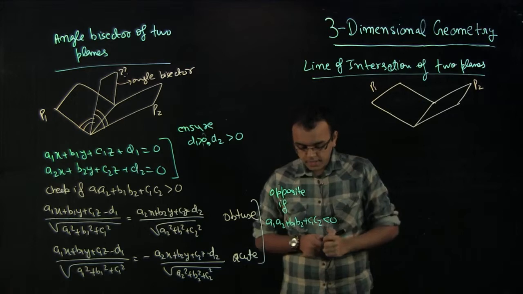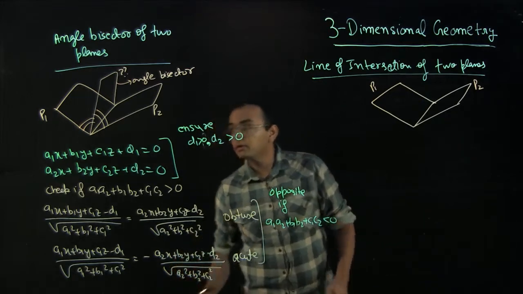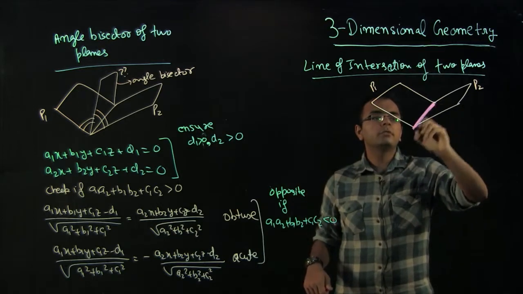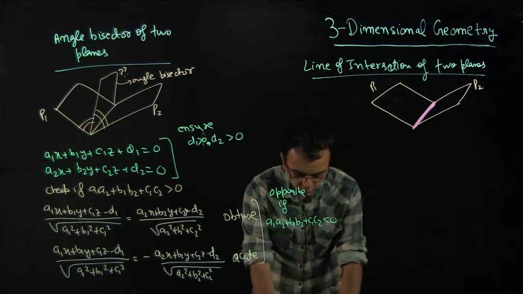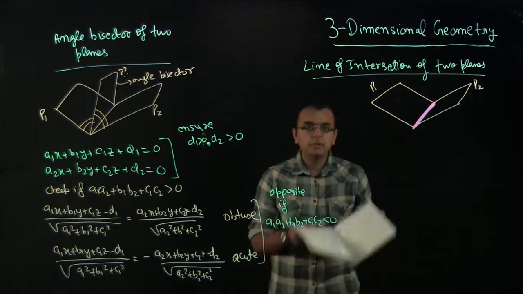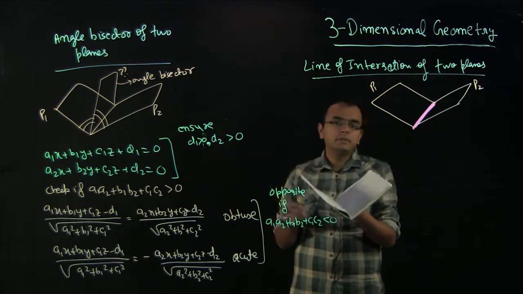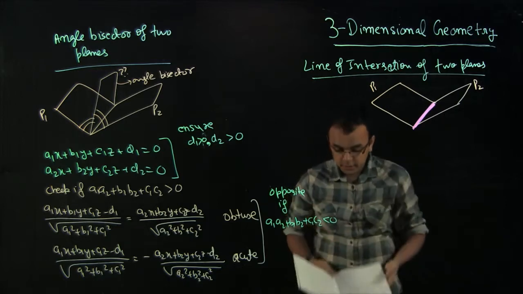So what is the line of intersection of the two planes? That is the line which is this line. This is the line of intersection of two planes. So again, if you have a notebook like this, then this line is a line of intersection. You just take a notebook and look at this line, and this is your line of intersection.